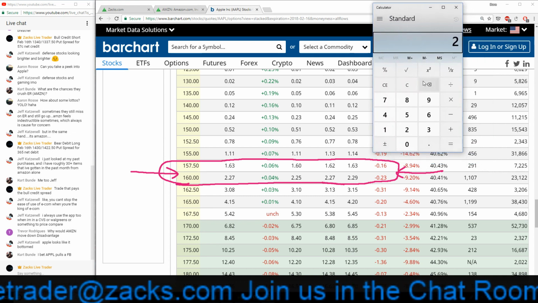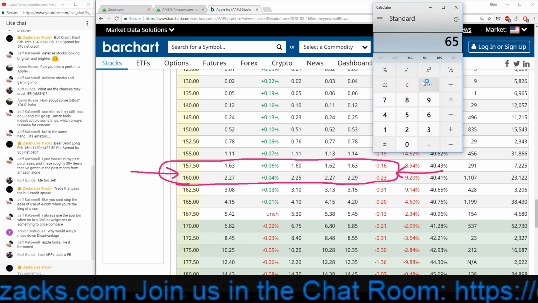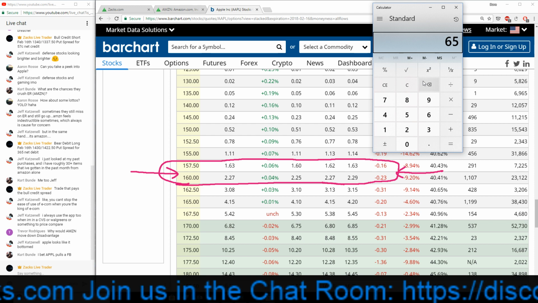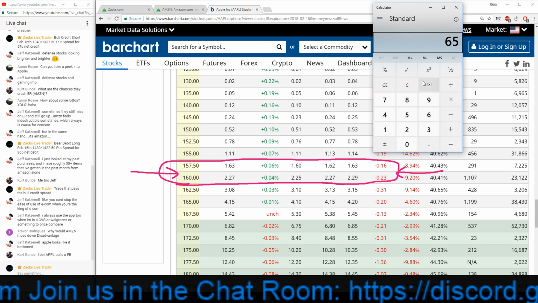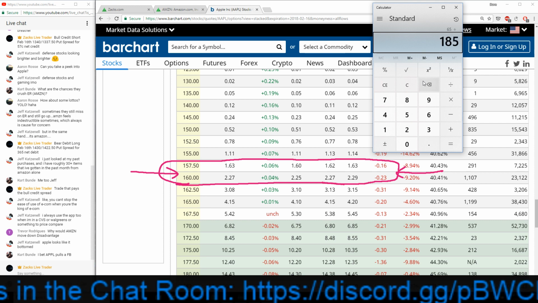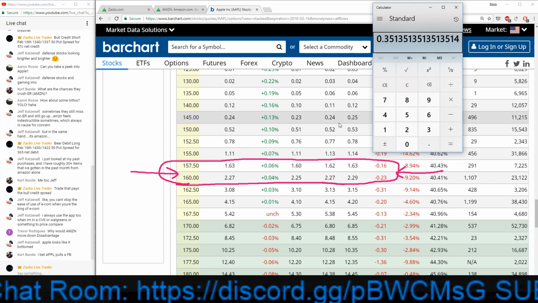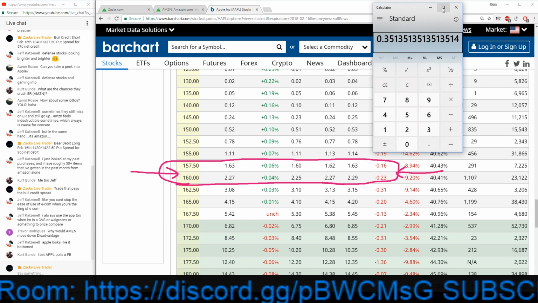You're going to get 2.27 for the 160. 1.62 is what you're going to have to pay for the 157.50. That's 65 cents that you're going to make. Difference in strike price, 2.50 minus the 65 cents is 1.85. So 65 over 1.85 is 35% that you can make. All you need is shares of Apple to stay at or above 160.